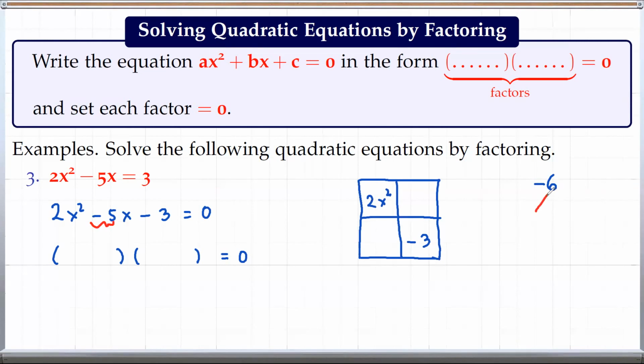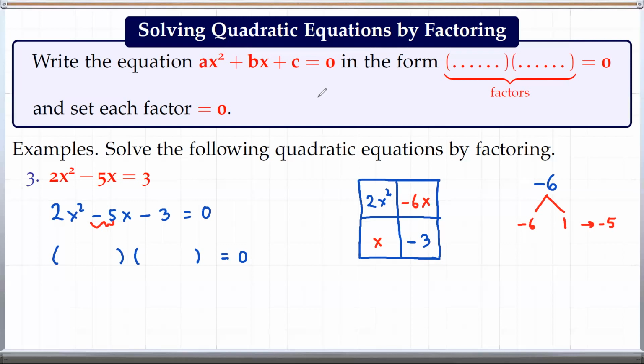So we can split negative 6 as negative 6 times 1. So negative 6 times 1 is negative 6. In this case, negative 6 plus 1 is negative 5. So this will work. So we have negative 6x over here and x over here. Or you could put negative 6x here and x over here.